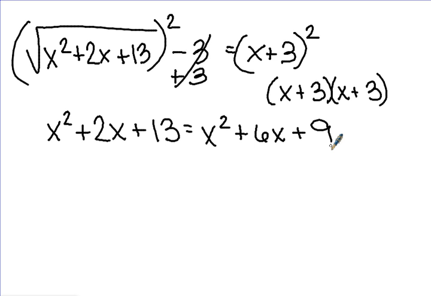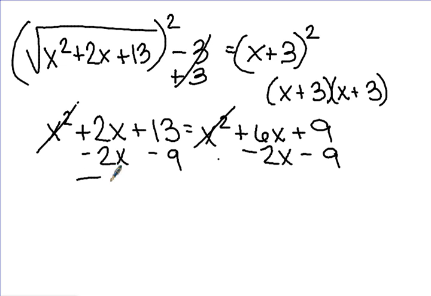Now we can solve for x. Now we have an x squared on one side, and we have an x squared on the other side. We can go ahead and cancel those out, because if we subtract one from the other, we'll end up getting rid of them anyway. Then we want to get that x on one side. I'm going to subtract 2x from both sides. And at the same time, I'm going to subtract 9 from both sides. That way I have all of the constants on one side and all of the variables on the other.